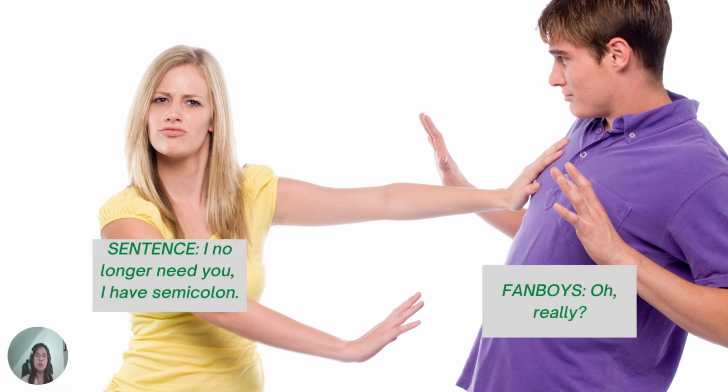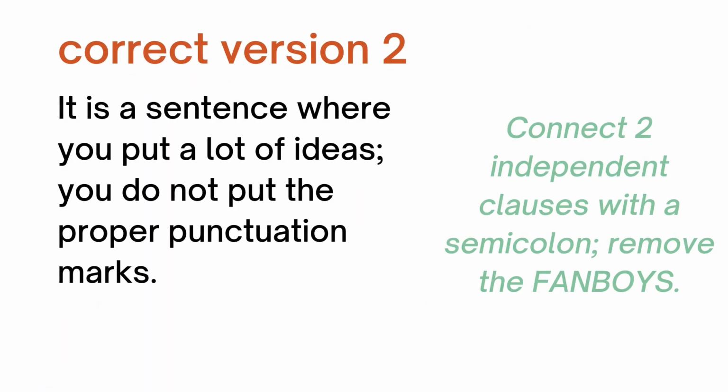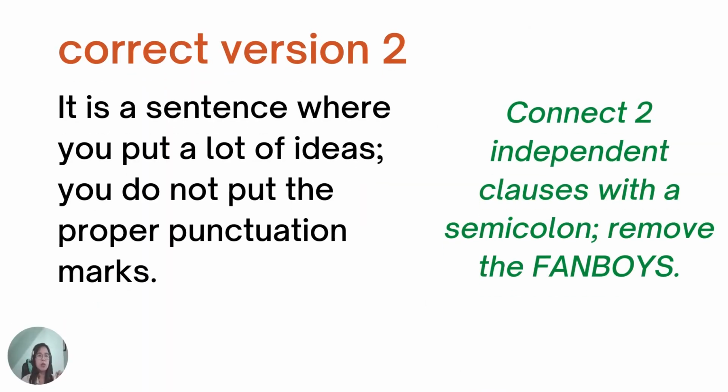So there's another way, aside from using comma and then FANBOYS: you can also use semicolon. But if you will use semicolon, you have to get rid of the FANBOYS. Again, if you're going to use semicolon, you have to remove FANBOYS. Let me show this to you. It is a sentence where you put a lot of ideas, semicolon, you do not put the proper punctuation marks. So again, if you will be connecting two independent clauses with a semicolon, you no longer need FANBOYS. Semicolon will do. Okay?